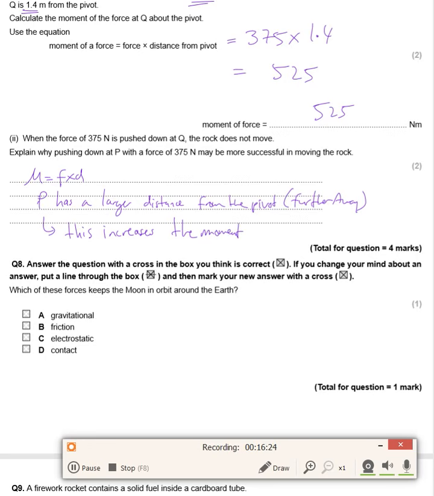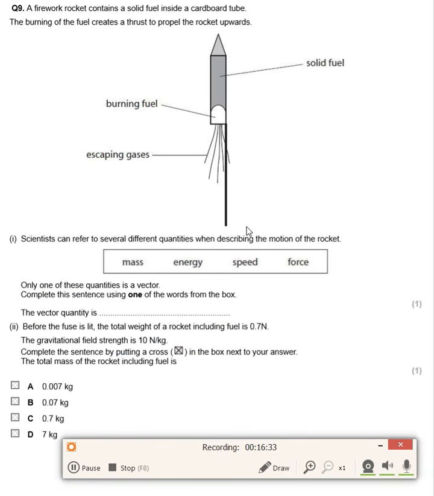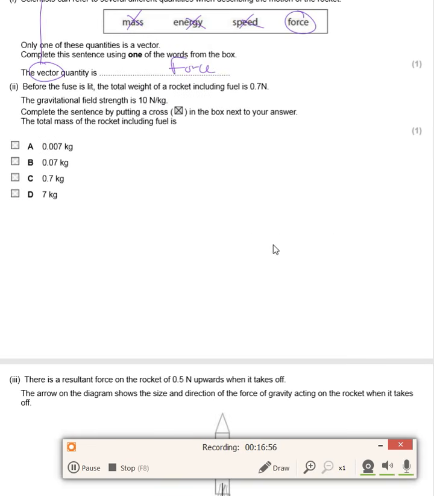Here we go. Now we have orbit. Now orbit has to do with gravity, so therefore the answer is going to be gravitational field. Now here, a vector quantity. We need to understand what a vector quantity is. A vector quantity has magnitude and direction. So it can't be this one, it can't be this one, it can't be this one, so the answer is force.